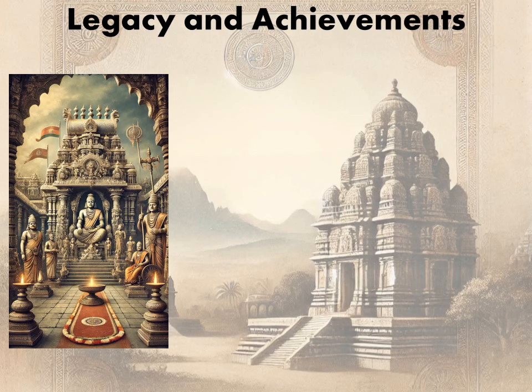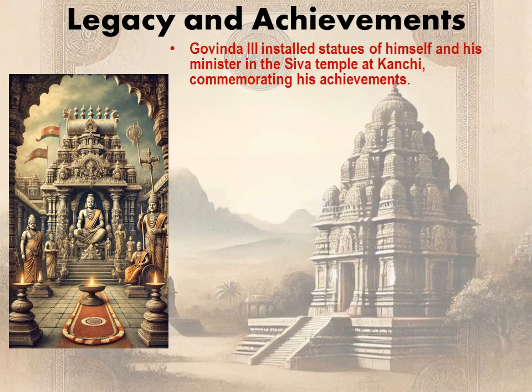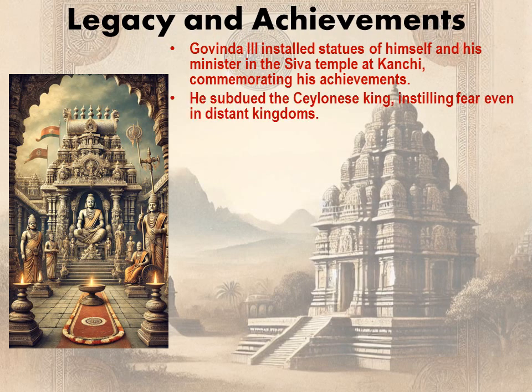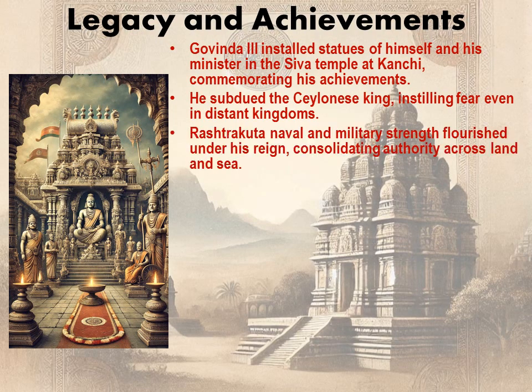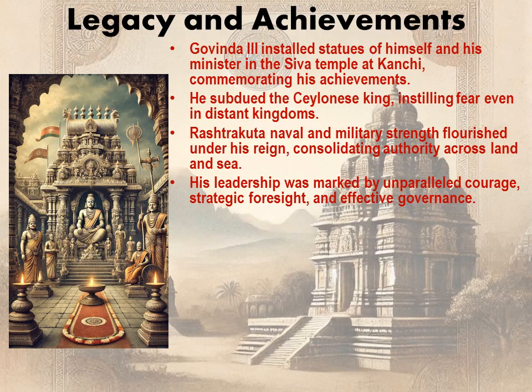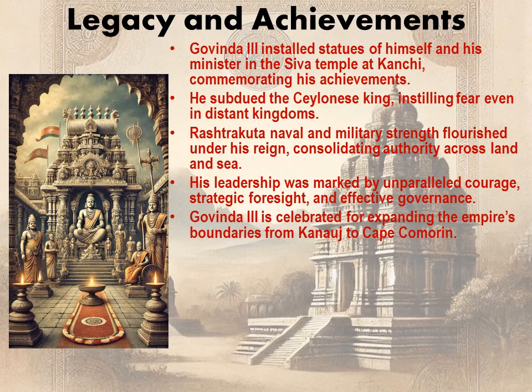Legacy and achievements. Govinda III installed statues of himself and his minister in the Shiva temple at Kanchi, commemorating his achievements. He subdued the Ceylonese king, instilling fear even in distant kingdoms. Rashtrakuta naval and military strength flourished under his reign, consolidating authority across land and sea. His leadership was marked by unparalleled courage, strategic foresight, and effective governance.